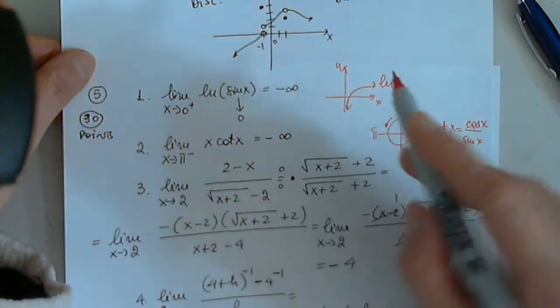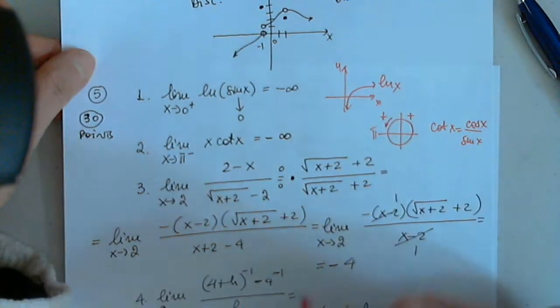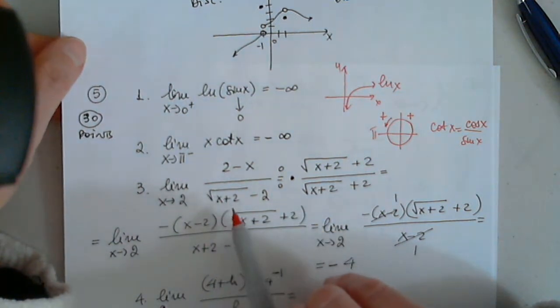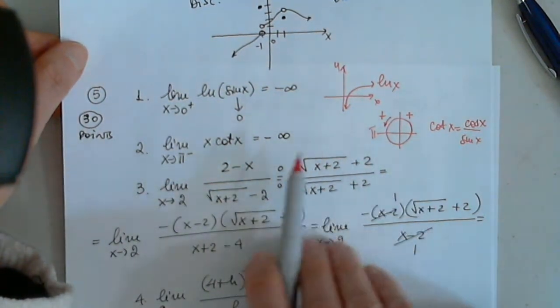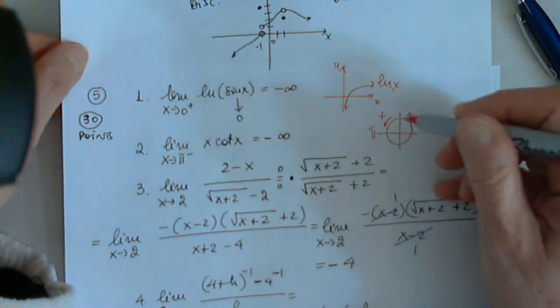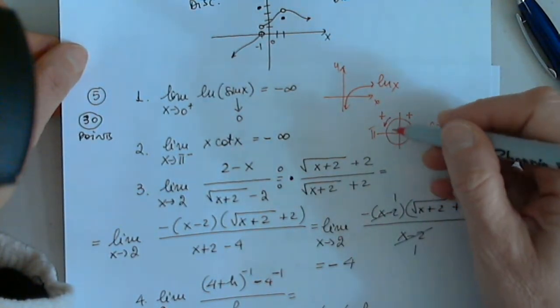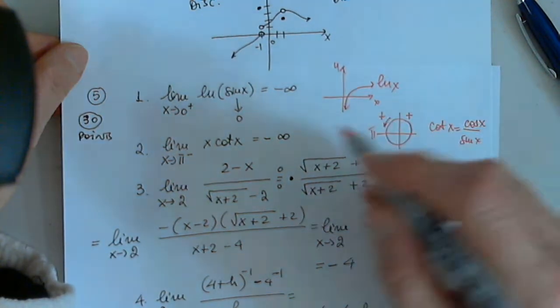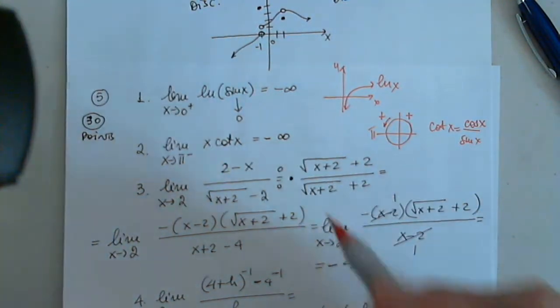But it's on the positive side because sine is positive in the first and the second quadrants. But cosine is negative here and here. So cosine is negative in the second and the third. So cosine is negative, sine is positive. That's why we get -infinity.